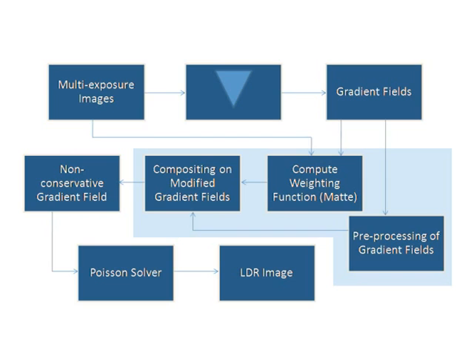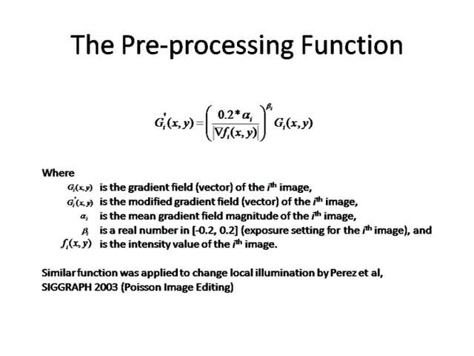Apart from designing the weighting function to weigh the gradient fields, we also pre-process the gradient fields. Pre-processing of the gradient fields is done to brighten the underexposed and darken the overexposed images. We employ the function used by Perez et al. in Poisson image editing to vary the local illumination as shown here. Alpha is the average gradient field magnitude. We do this operation for each of the gradient fields corresponding to the multiple differently exposed images.